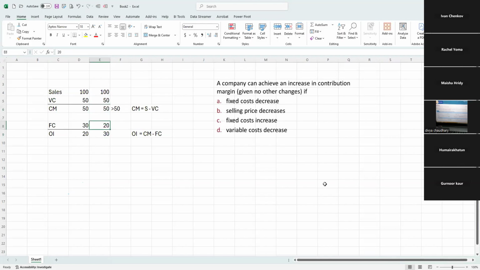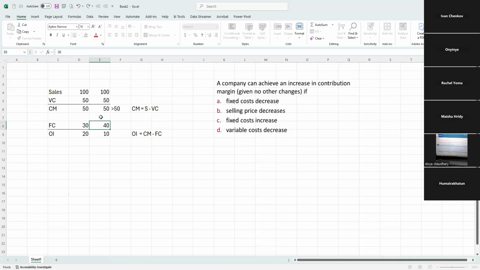Selling price decrease. So the selling price goes to 80. Did I get what I want? Did I increase the contribution margin? No, the contribution margin actually is going down. So this one is not my option. Fixed cost increase. Let's make it 40. How did it affect contribution margin? It did not affect. Only the variable cost will affect it. So if we decrease the variable cost to 40, did it increase? It increases to 60. Make sense?